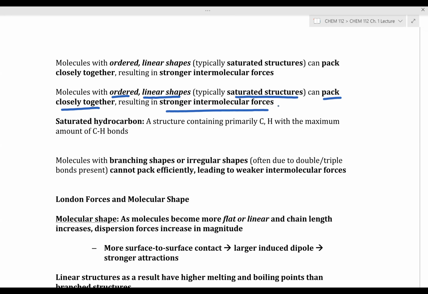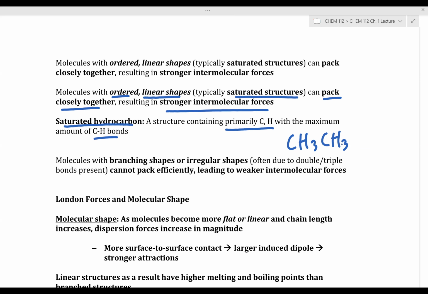So to define what I mean by a saturated hydrocarbon, it's a structure containing primarily carbons and hydrogens with the maximum amount of CH bonds. An example of this kind of species would be ethane, which is CH3, CH3. You just have carbons and hydrogens, no double and triple bonds, just a simple, straightforward molecule.